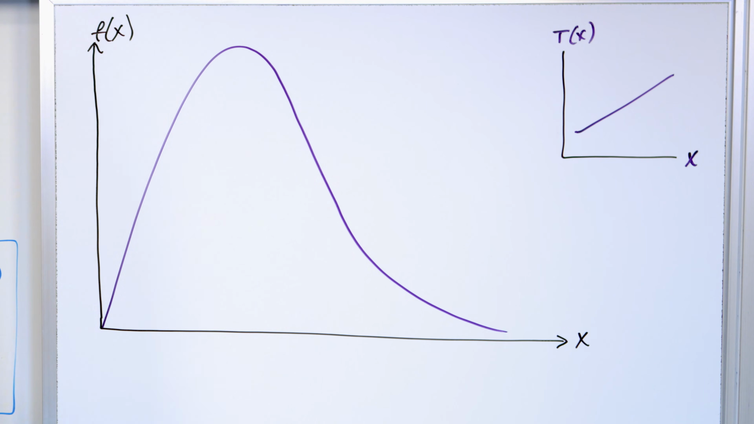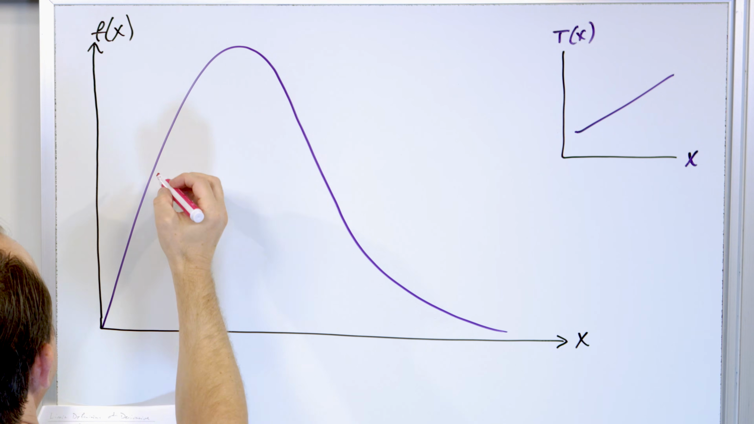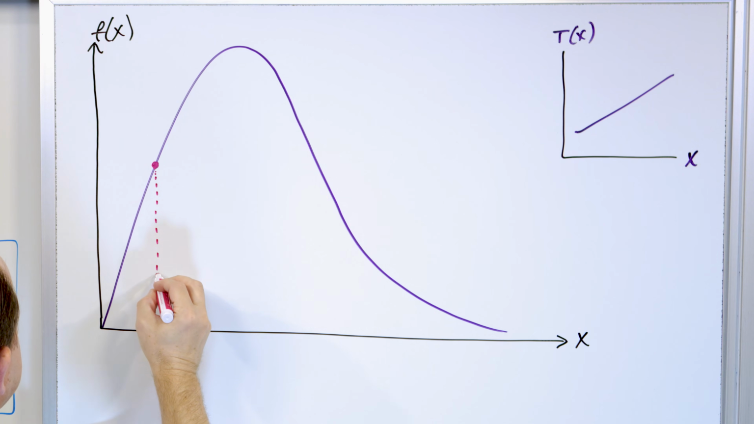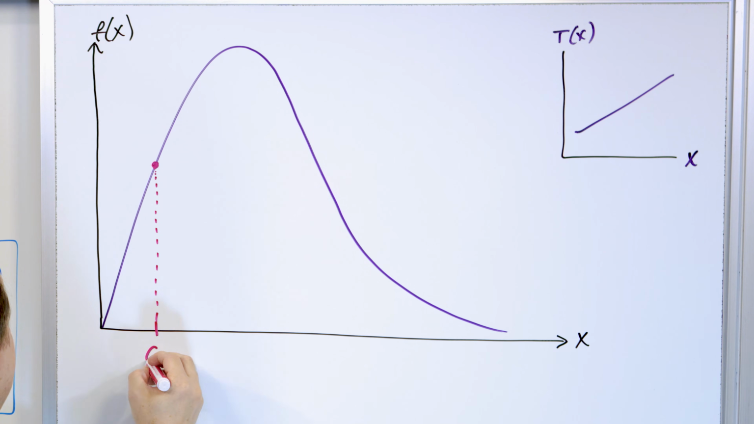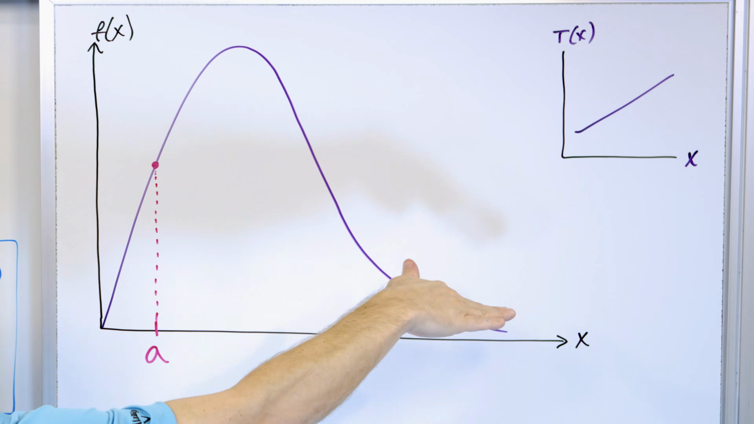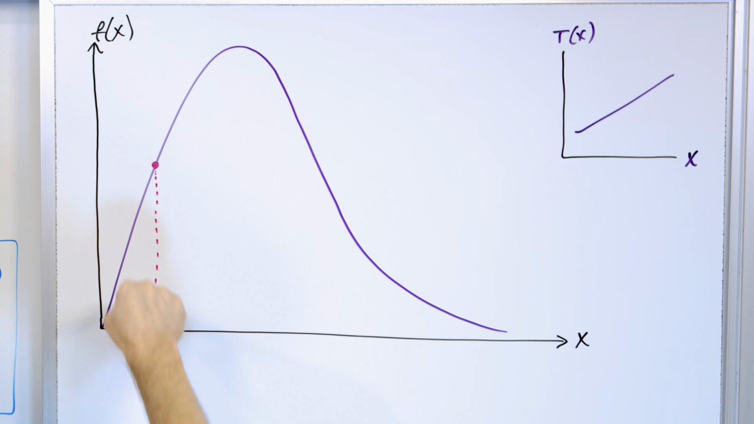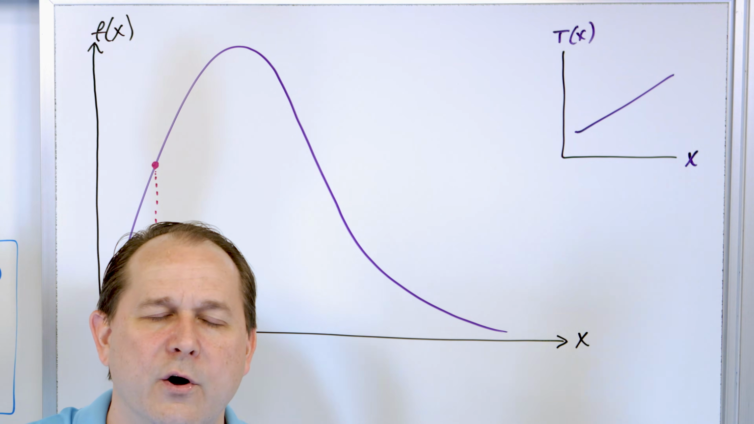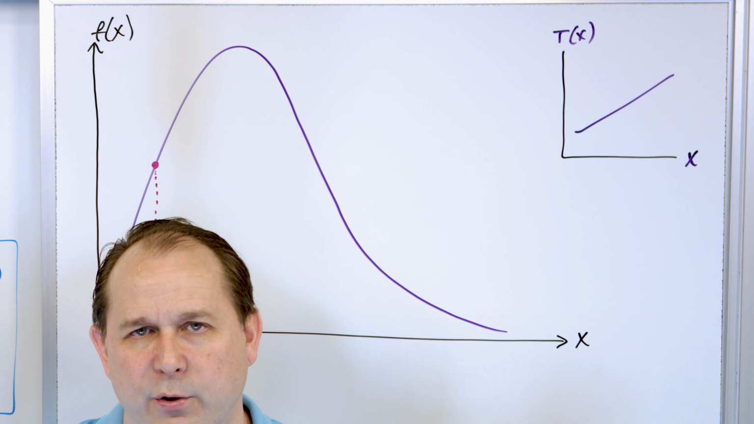Okay? What if I draw on this graph, I put a point right here, and I come down onto the x-axis, and I label this point A. And this is the x-axis. So this is a function, and so I can put the value of A into this function. I can calculate f of A. A is a number, it could be 2 or 3 or 5 or whatever, but I'm just using A as a placeholder, right?